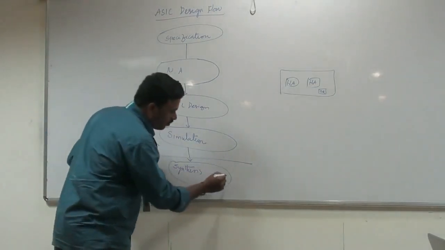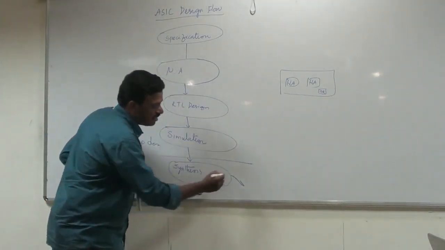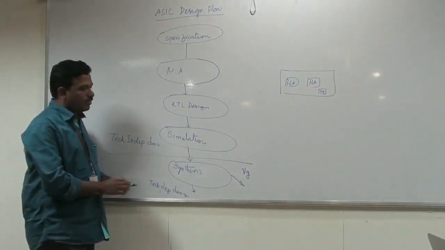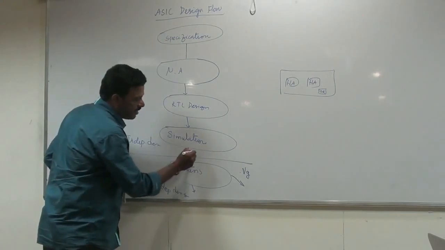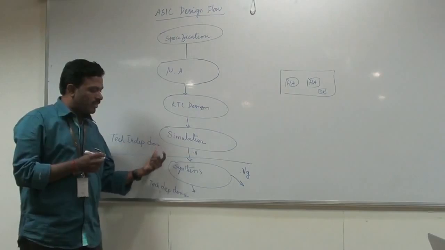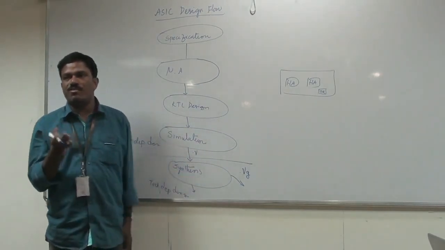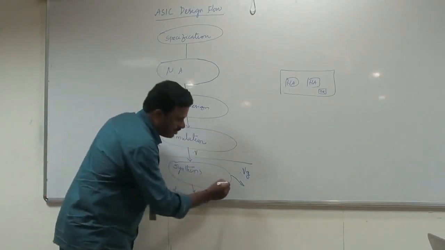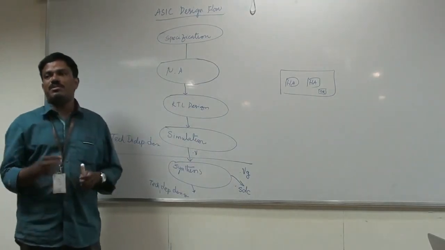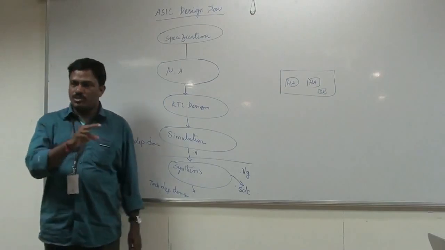Once synthesis is over, we need to generate two different files from the synthesis. One is called the gate level Verilog netlist. Once you cross the synthesis stage, the file you have is the gate level Verilog netlist. Apart from that, we need to specify the constraints for our design, called Synopsys design constraints. So what is your input delay? What is your output delay?